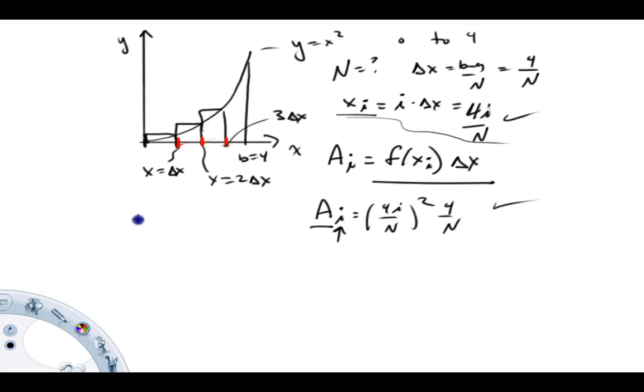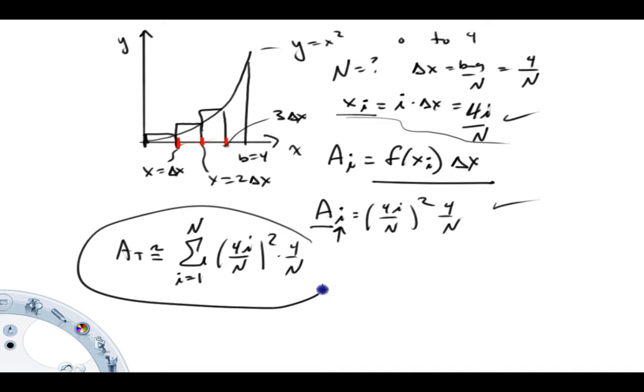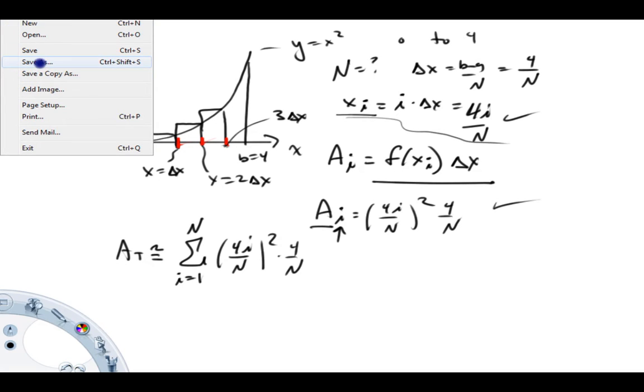What we want now is the total area. The total area is going to be approximately equal to the sum of all of these, where i starts at 1 and ends at the total number of rectangles, which is n. So we need to calculate the sum of the quantity 4i over n squared times 4 over n. So here is a formula now that will estimate the area bound under the curve. I'll take a moment to save this.